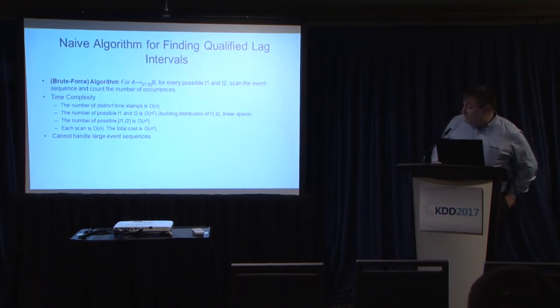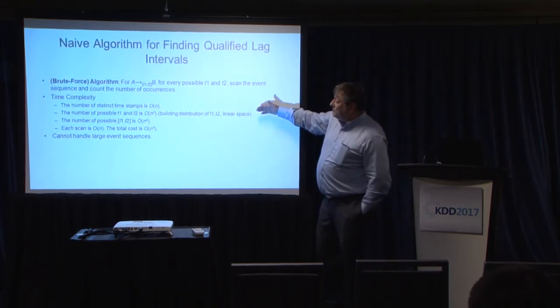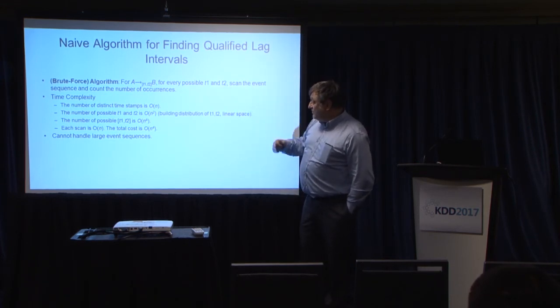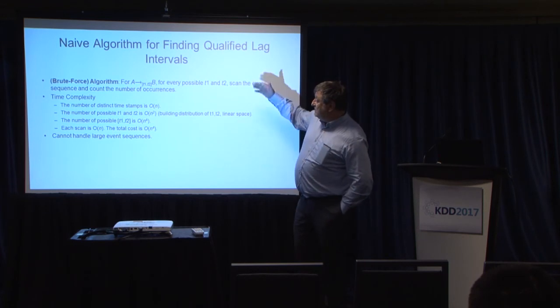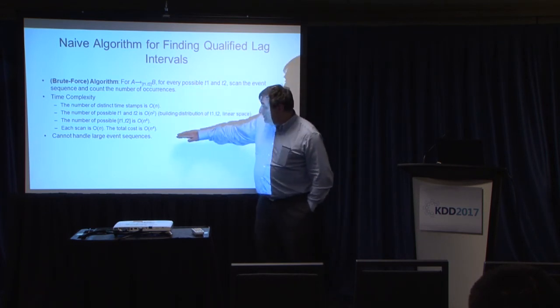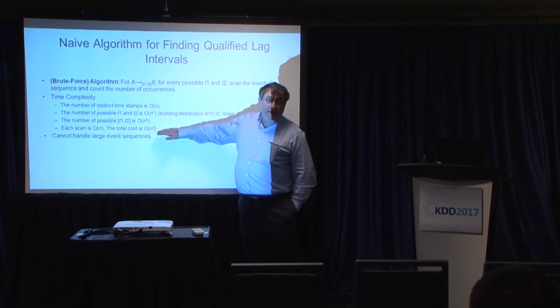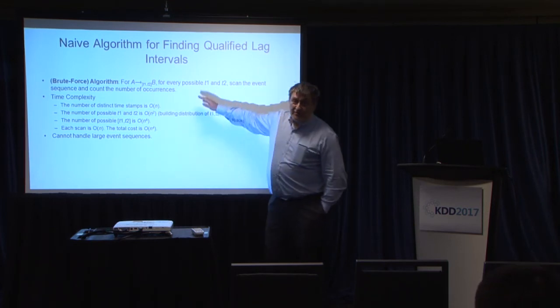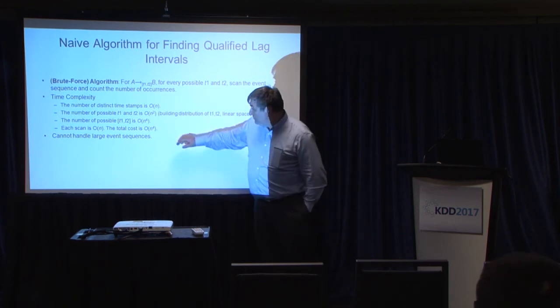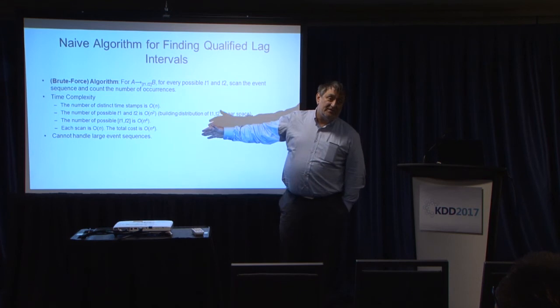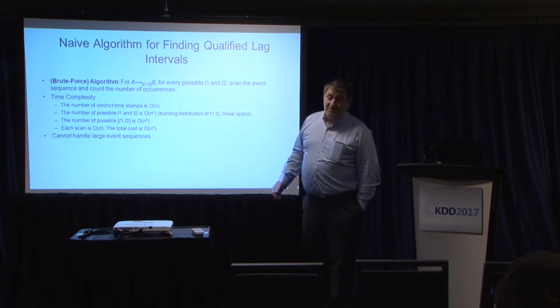Okay, so this is a kind of naive approach. If we just try to do it by hand without much thinking, when we try to calculate it, we end up with a time cost of about n to the fourth. This more or less explains why you get n to the fourth. And after that, it says you couldn't handle big size of data.